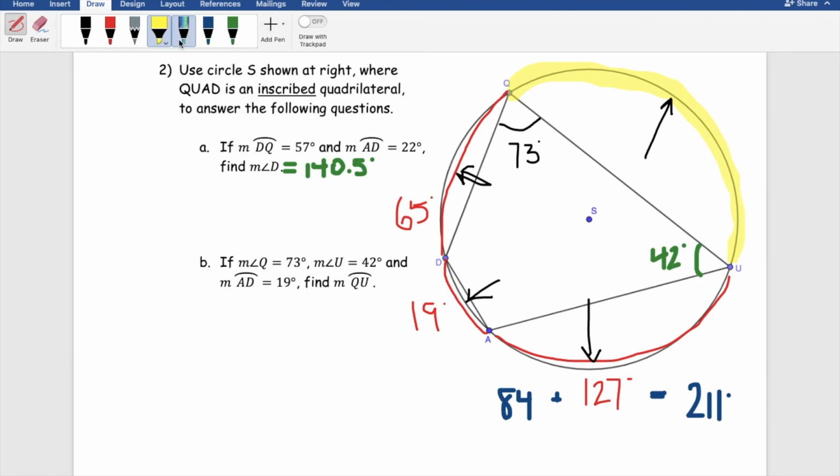Well, how are we going to find what it is? That's going to be our last step. We know that a circle has 360 degrees in it. If we subtract the number of degrees of the arcs that we know, we're going to find the degrees of the arcs that we don't. And 360 minus 211 tells us that that remaining arc is 149 degrees.